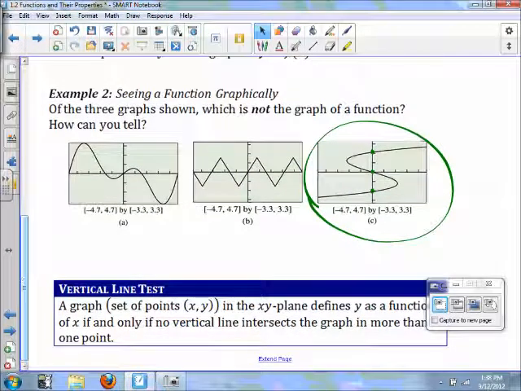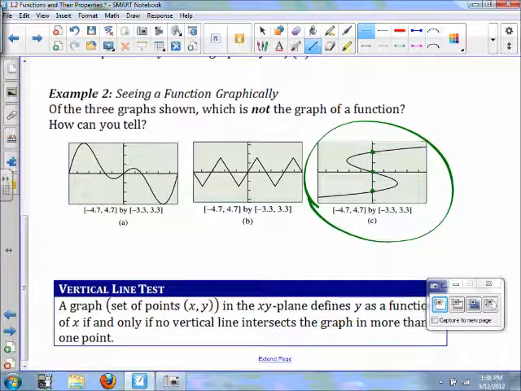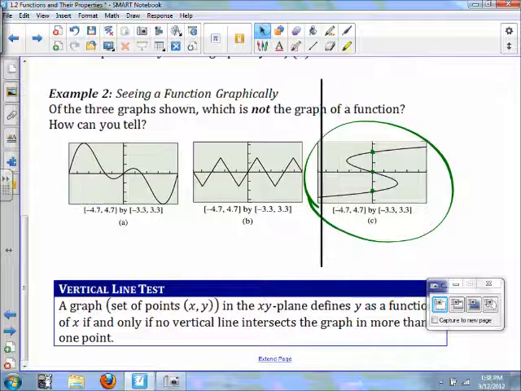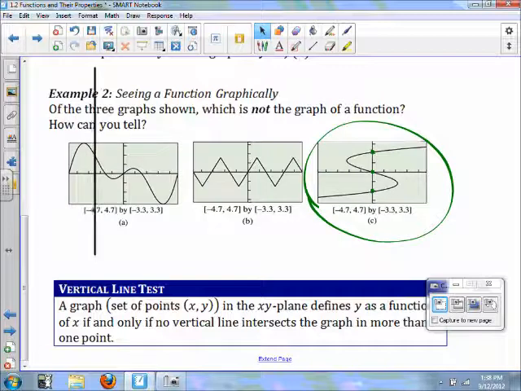Now, a graph in the xy plane defines y as a function of x if and only if no vertical line intersects the graph in more than one point. Now we can see that again here. If we do a vertical line here, we can show you that we can move this vertical line anywhere on the graph, and it's only going to touch the graph at most one point.